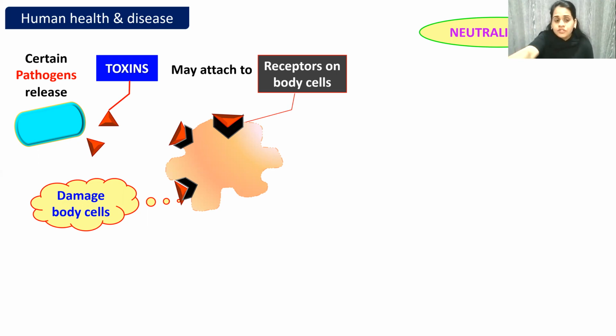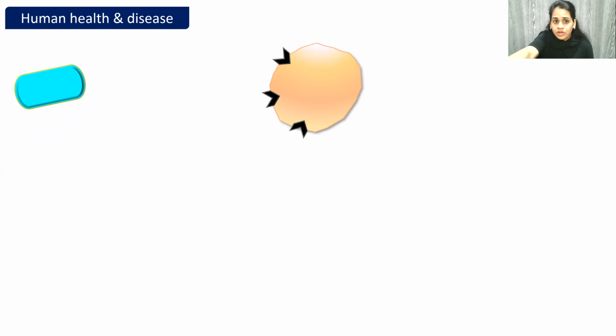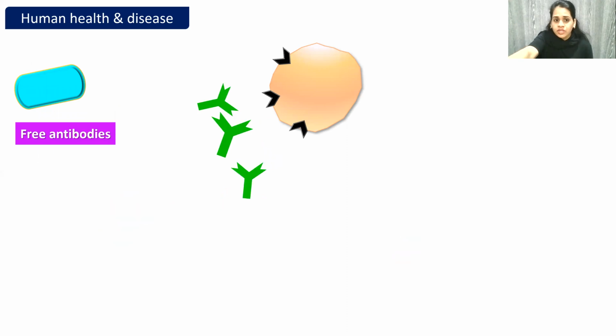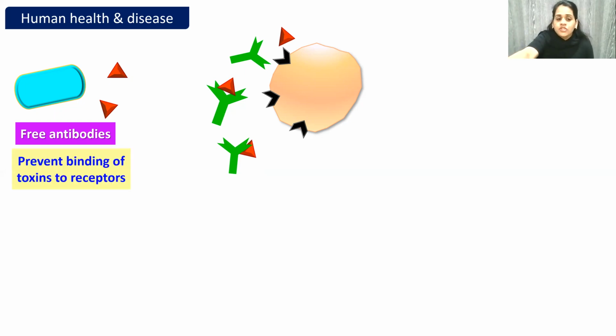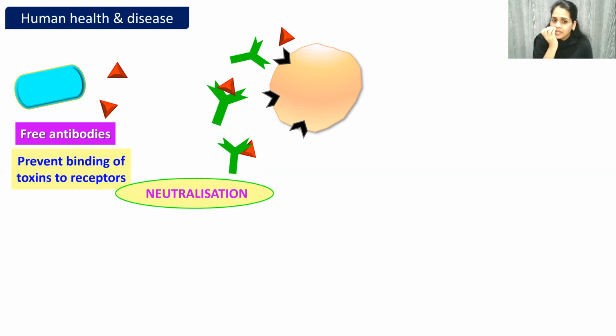So now what happens when there are antibodies circulating in our body? So now the free antibodies, what do they do? They start protecting our cell by combining with that toxin. Can you see? So they are stopping the toxin and they are not letting the toxin reach our body cell. So they prevent binding of toxins to the receptor, and that is called neutralization, because they neutralize the effect of that toxin and our body cells get protected. Understood? So here this example is for tetanus toxin, because even it releases the toxin and damages our body cell.